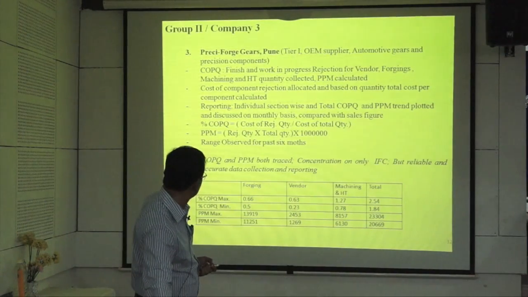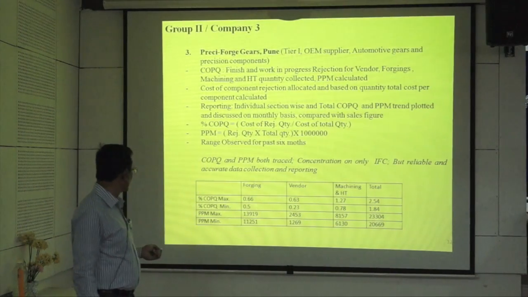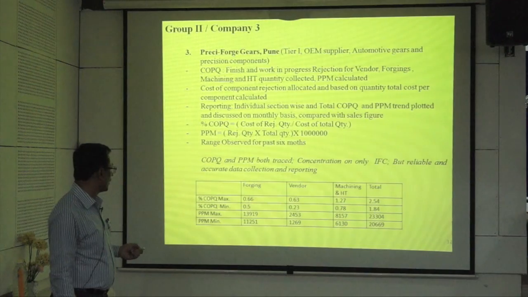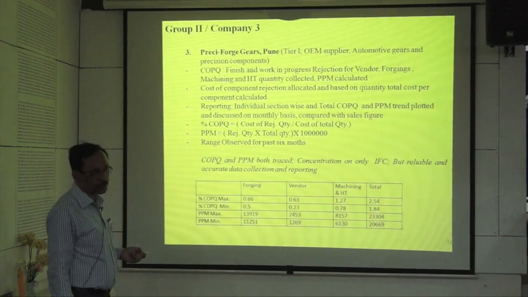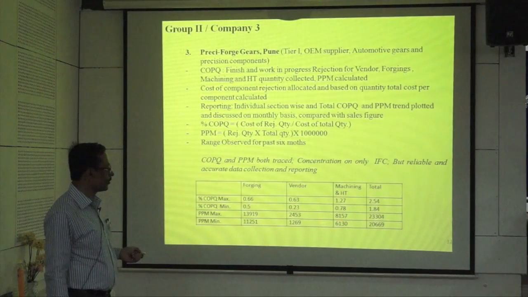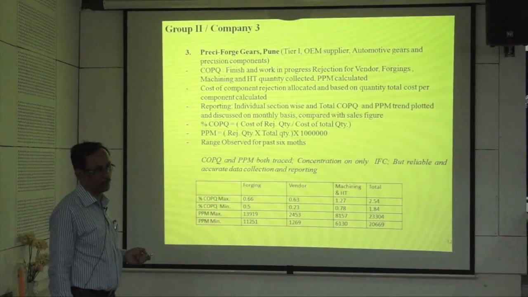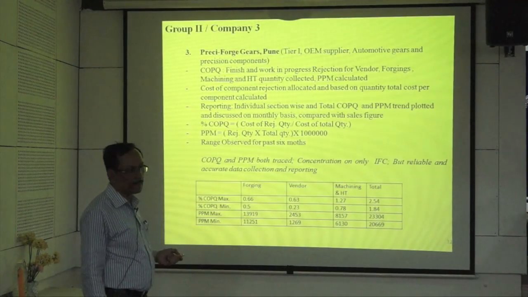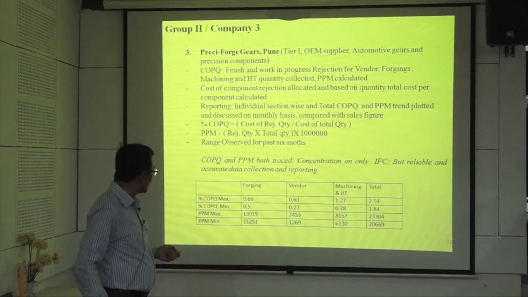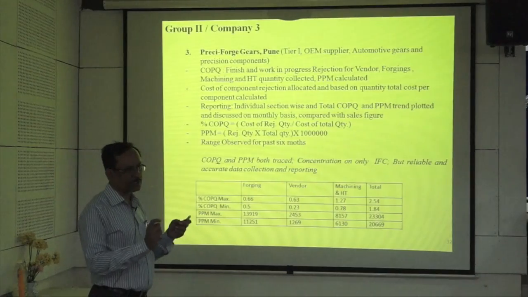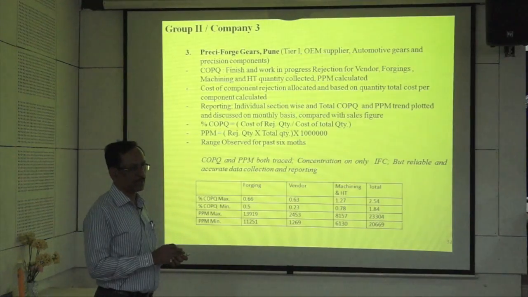Forging is very high. Basic, yes, forging is high. Then machining and heat treatment, the cost will be high. Rejection will be in the same line, but cost will be high because value addition will be more. You don't have data separately for machining and heat treatment? No, sir, because I have asked for minimum data.